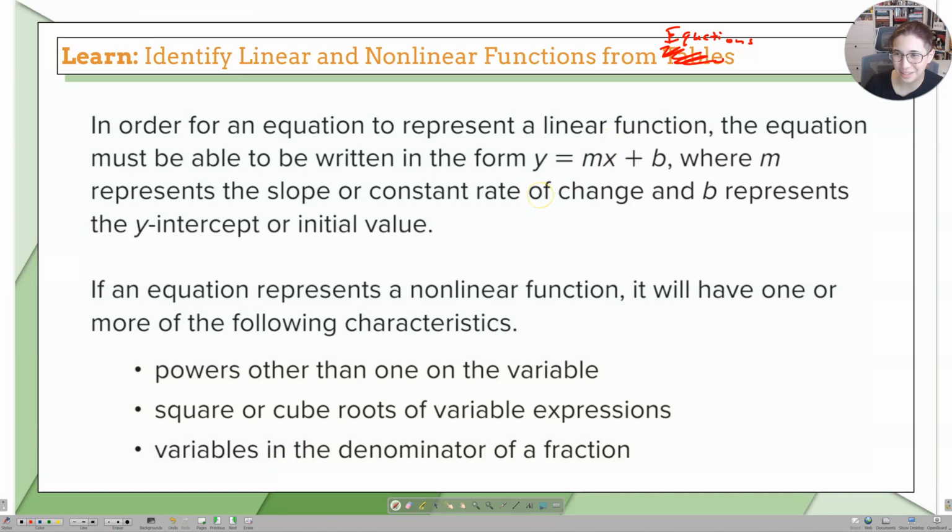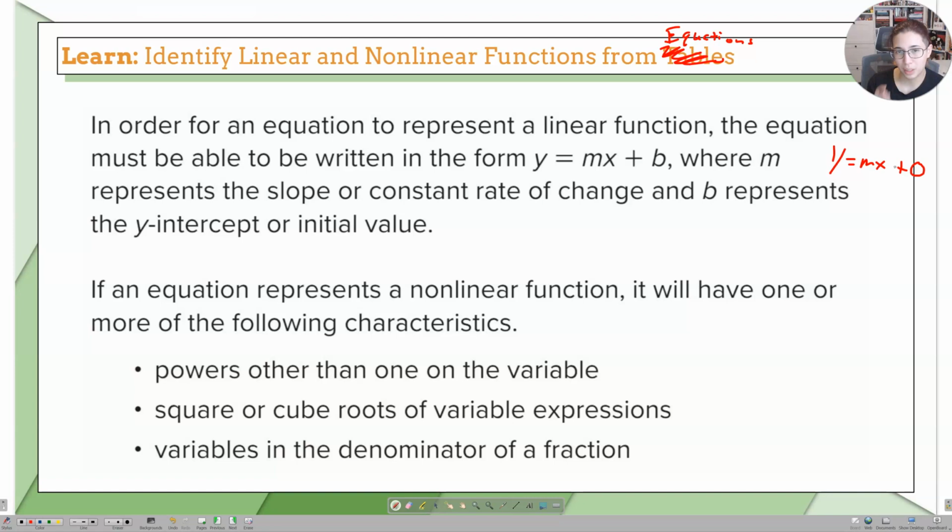In order for an equation to represent a linear function, the equation has to be able to be written in the form y equals mx plus b. It has to be written in slope-intercept form to be a linear function. Now, we do have to remember that it could also be that y equals mx, but we determined that y equals mx is basically y equals mx plus 0, right? So you can see either way.